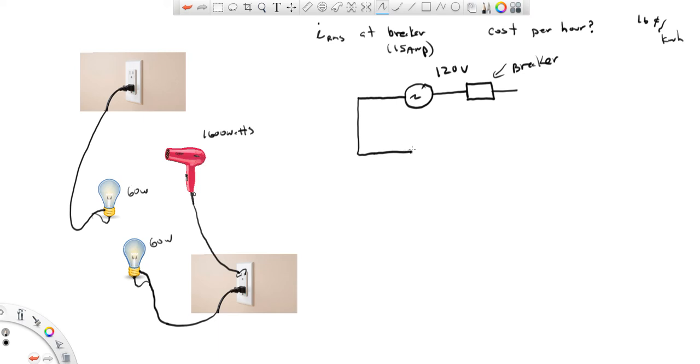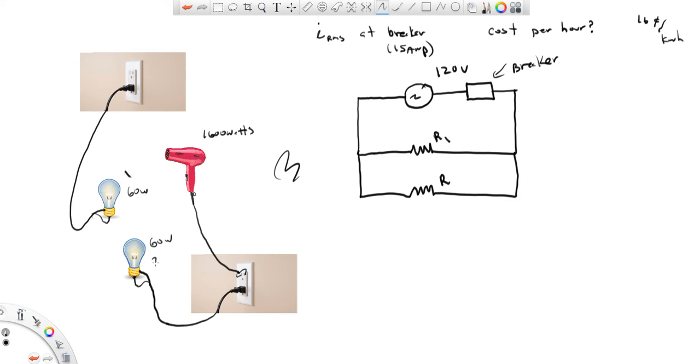So for the first light bulb, I'm going to put a resistance. Let's call it R1, and I'll call that light bulb 1. All right, for the second light bulb, I'm going to put an R2, and call that bulb 2. Now we're going to put another resistor here for the hair dryer. I'll put RD for dryer. So the circuit diagram would look something like this. Any circuit diagram you draw for household wiring will look similar to this.